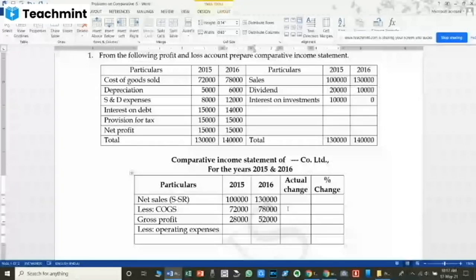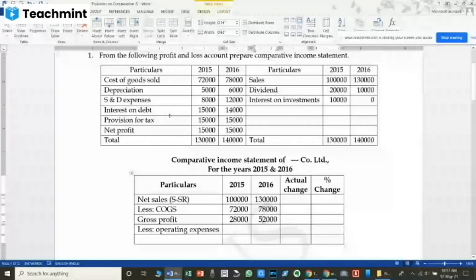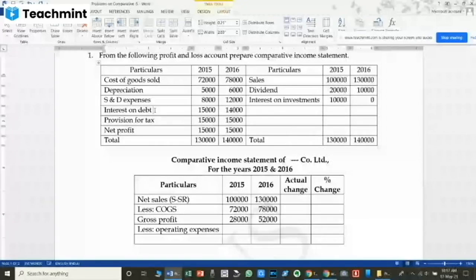Now expenses means just go to the debit side. In the debit side, leaving the cost of goods sold, depreciation, selling and display expenses, interest on debt. Here debt in the sense this is loan. Provision for tax.